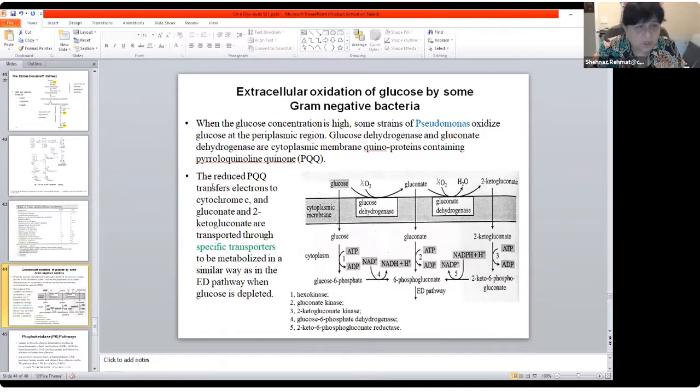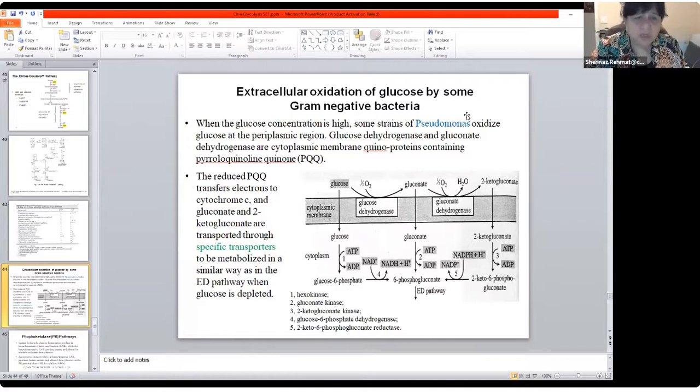Okay, so the reduced PQQ is important because it's transported through specific transporters. This PQQ transfers electrons to the cytochrome C, and gluconate and the 2-ketogluconate are transported through very special transporters that are needed here. So definitely, once it enters the cell, it is metabolized the same way as your ED pathway, or if it is coming here, it will go into the EMP pathway.